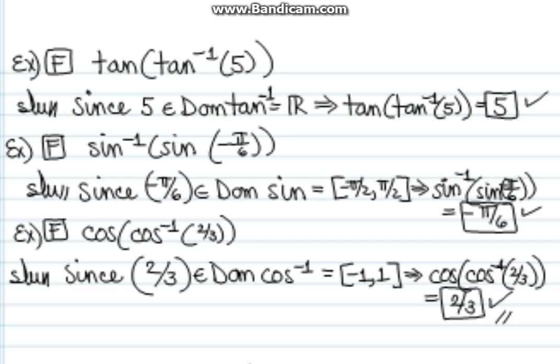Very nice. Moral of the story: when the value, the argument, 5 for the first one, negative pi over 6 for the second one, 2 over 3 for the third one, when they live in the domain of the inner function, you can do a really quick cancellation of the inverse functions.